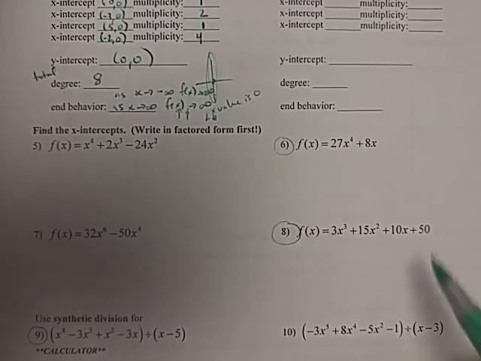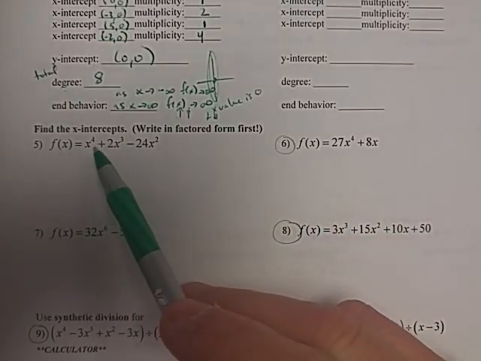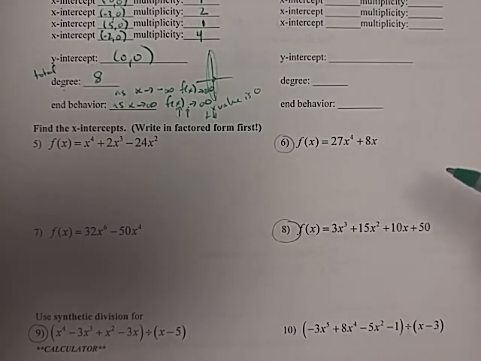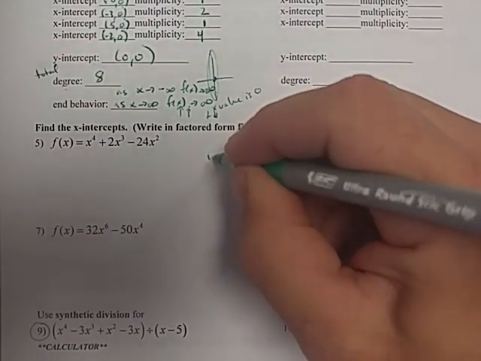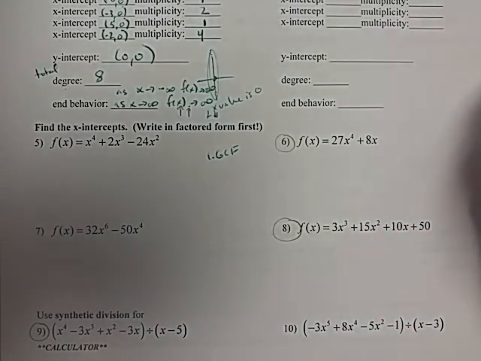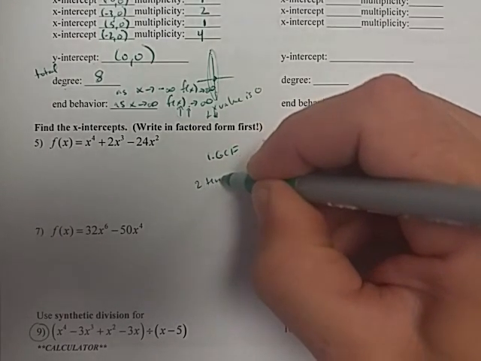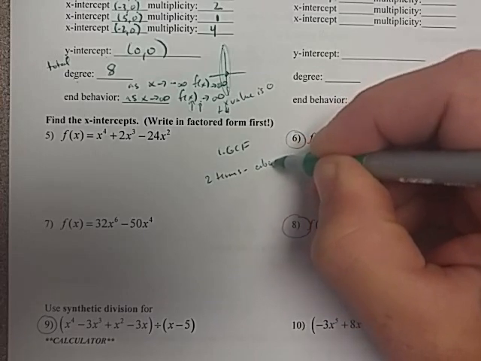So on 6 and 8, we want to find the x-intercepts, which means we're going to have to factor the polynomial before we do anything. Always check for a GCF first, and then look at the number of terms you have and see if you're going to do maybe a sum or difference of cubes. That would be 2 terms. So if you have 2 terms, you'll try one of the cube patterns.